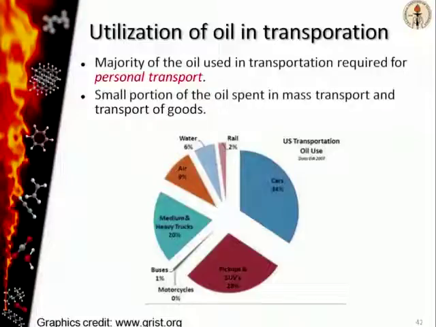I also wanted to look at, in this chart, the types of vehicles in which you finally consume the gasoline that is used in the transportation sector. You find that the majority of the gasoline is used for personal transport in cars, pickups, and SUVs. The amount of gasoline that is actually used in mass transportation as well as air and rail transport is smaller than the amount of gasoline that is used for personal transportation vehicles.